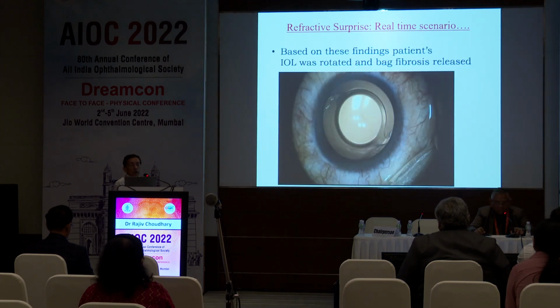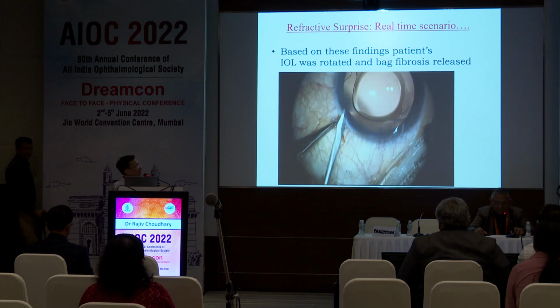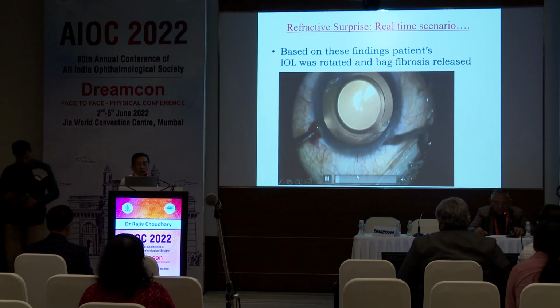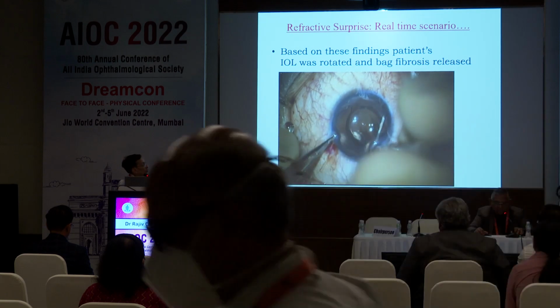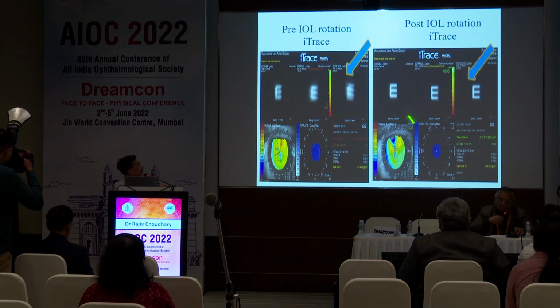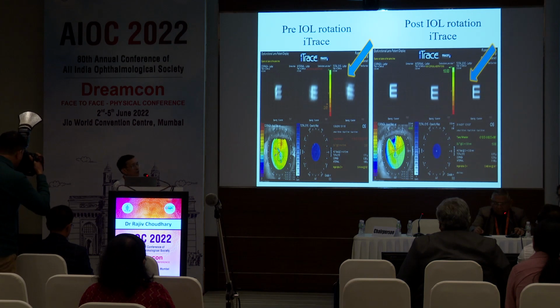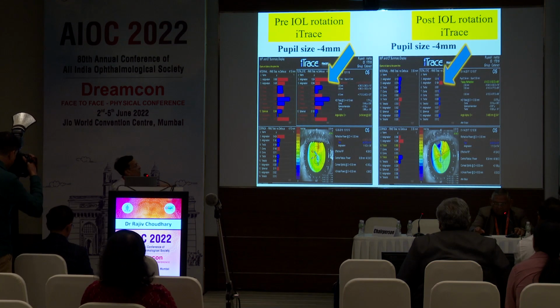So in this, it is a monofocal hydrophobic lens, and we have just rotated it and separated the fibrosis, and you can see that the quality of vision is improved after the rotation. Both are 6/6, but the quality of vision is better and the patient is happy. You can see what the aberration was previously and this aberration later on.